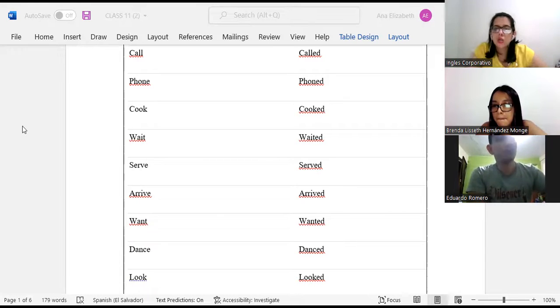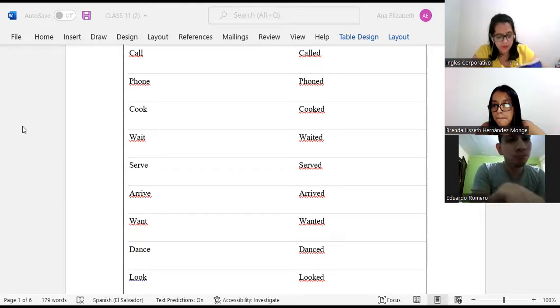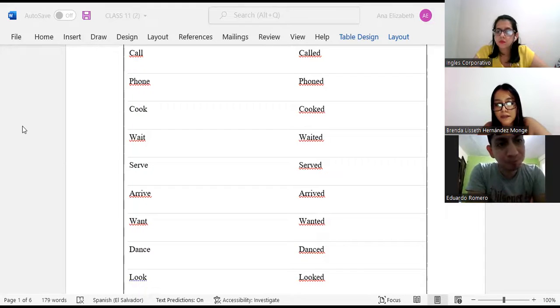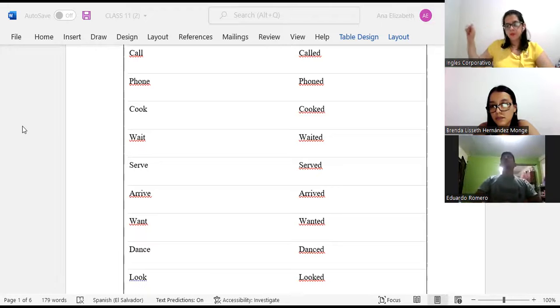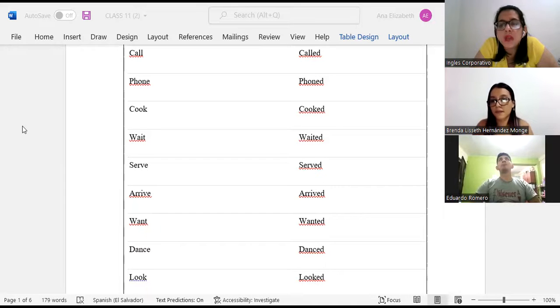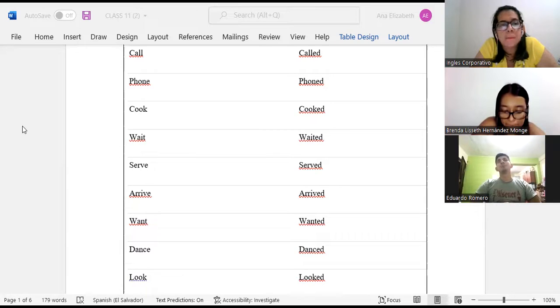Acordémonos que los adverbs siempre van al final. En este caso, adverbio de qué es este es yesterday. Time. Adverb of time, yes. Excellent. So, it's at the end. Puede ir al principio. Por ejemplo, si yo digo yesterday, comma, I, sí, pero sí tiene que ir separado por una coma. O si no, por lo general lo utilizamos al final de la oración. Entonces sería, I look for the bus yesterday. Excellent, Brendita.